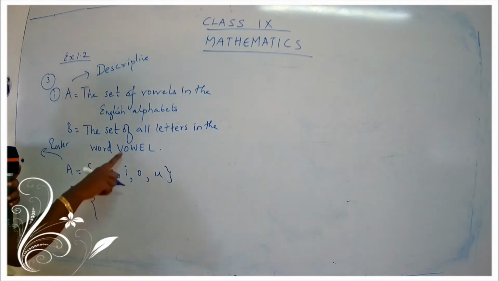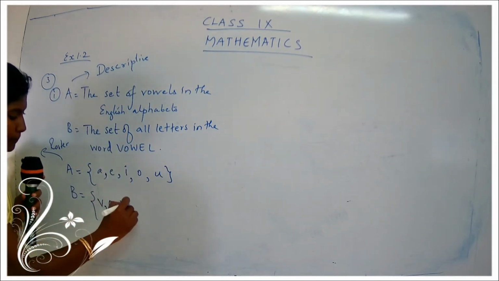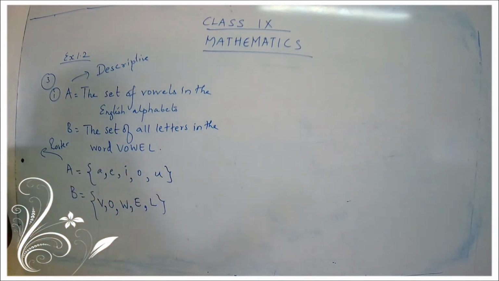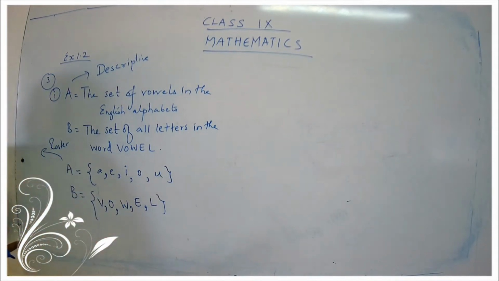What are the letters used here, children? V, O, W, E, L. No need to repeat it. Here everything, all the numbers, all the alphabets come once. So I am just taking all the alphabets. If the alphabets are repeated, no need to write it again. So I have got the members of A. I have got the members of B.